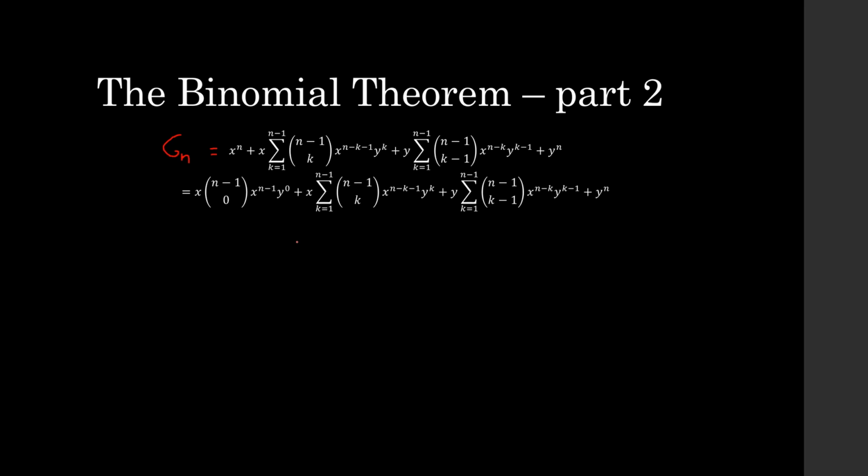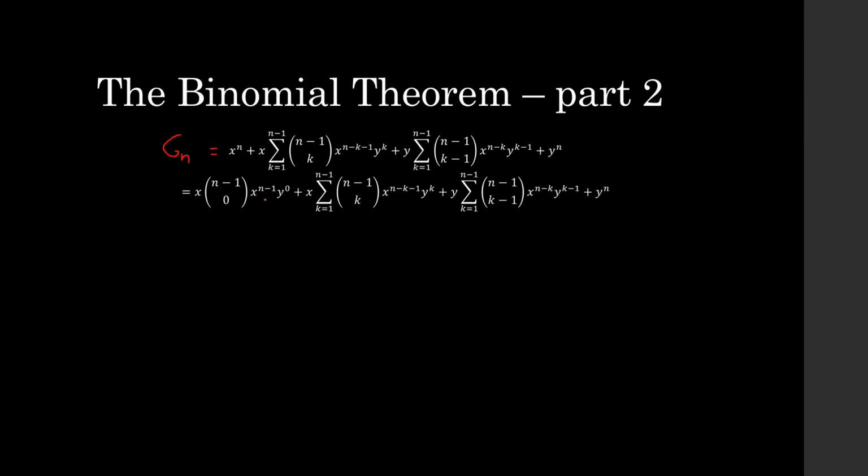We can look at this first term here, x to the n, and rewrite it a little differently as x times n minus 1 choose 0, which is just 1, so I can freely put this in, times x to the n minus 1 times y to the 0. So x to the n minus 1 times x is just x to the n, and y to the 0 is 1. So this whole thing is equal to x to the n. The reason I'm putting it into this form is that this form is analogous to the form of this summation here.